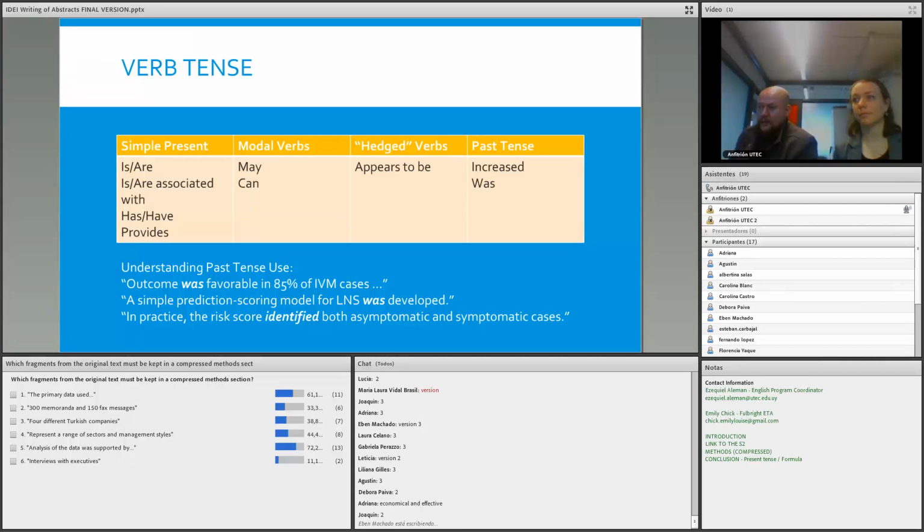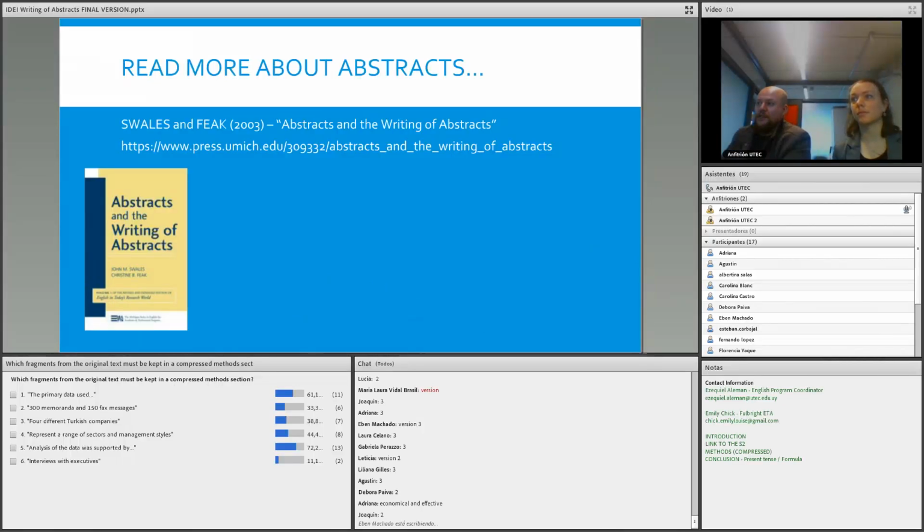So there's a book you may consult, which is very, very interesting. You have lots of activities like the ones we showed you today. It's called Abstracts and the Writing of Abstracts by Swales and Feak. It was written in 2003. Unfortunately, you cannot buy it in an ebook version, so you have to buy it in a hard copy. You can find it on Amazon, or you have a link there to the printhouse.